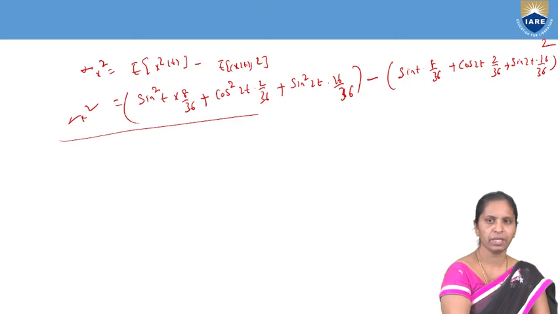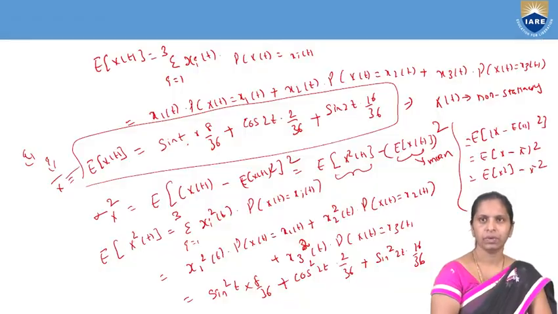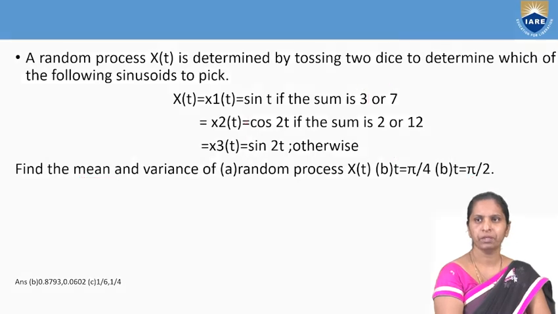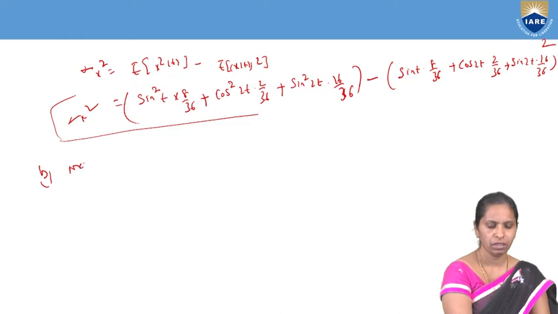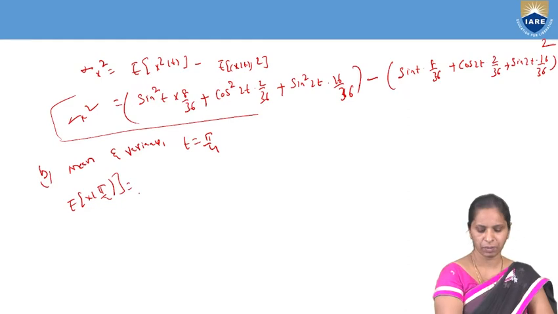So I have calculated the mean and I have calculated the variance. And for the second part, what do I have to calculate? How to calculate the mean and variance of the random process at t equals pi by 4. So at t equals what? Pi by 4. I have to calculate the mean and variance of the random process at t equals pi by 4. And what is the mean of the random process? I know. So in place of t, what do I substitute here? Pi by 4. Then what is x of t at pi by 4?